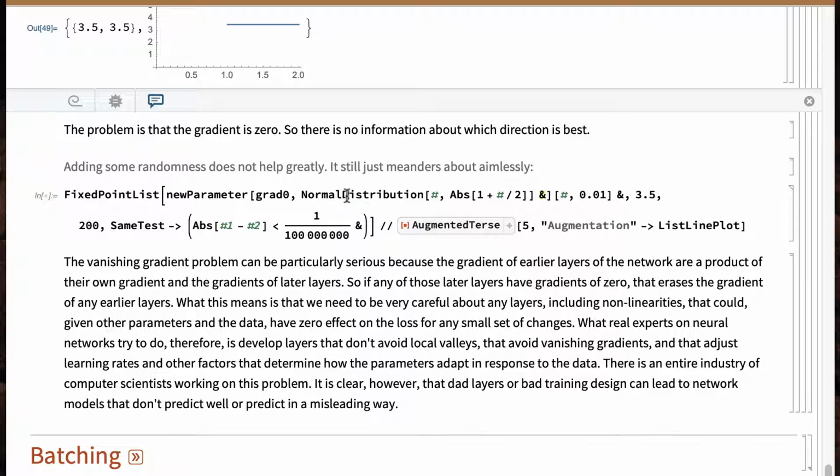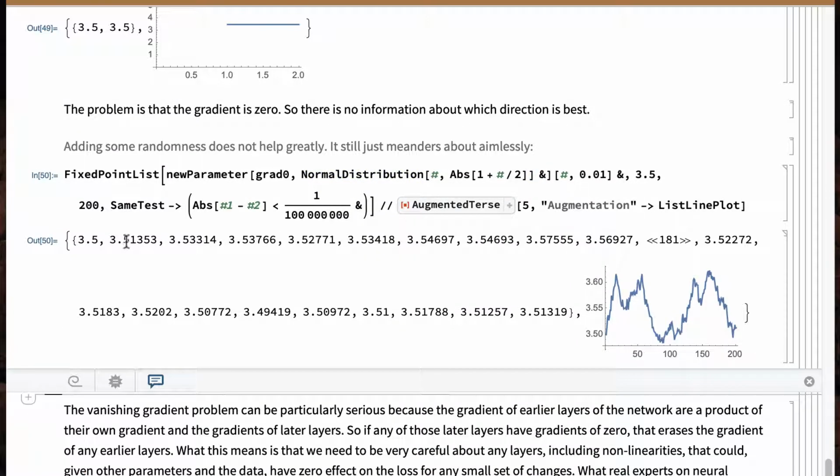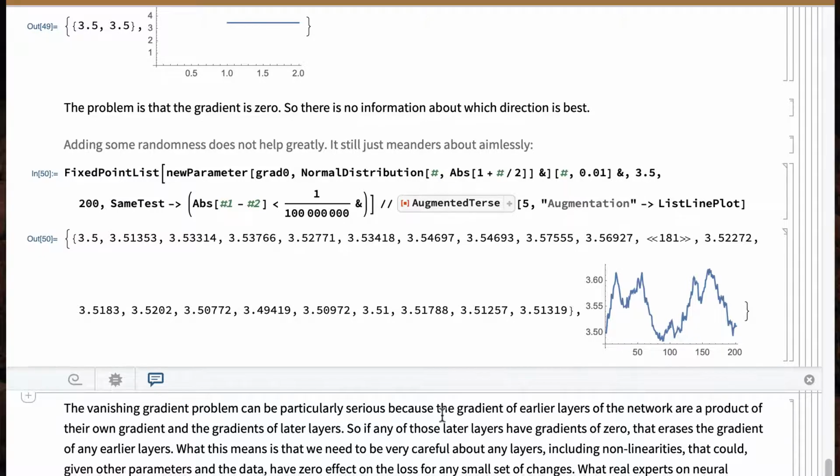By the way, does it help if I add some randomness? Here's my attempt. I thought maybe that would help. And I haven't been clever enough in my randomness. We've still got the stock market here going up and down.